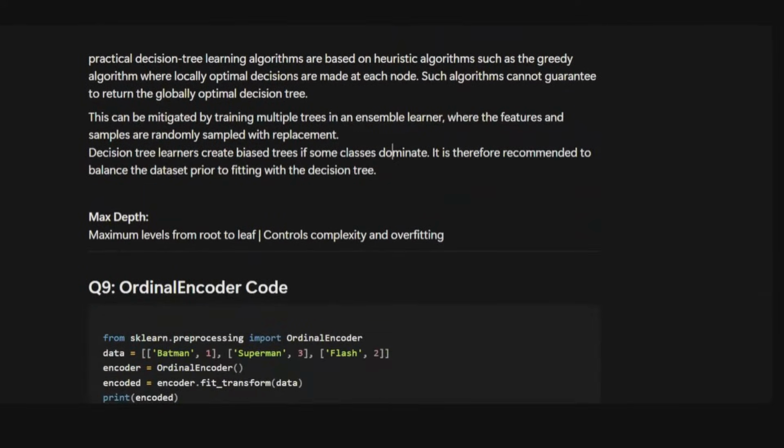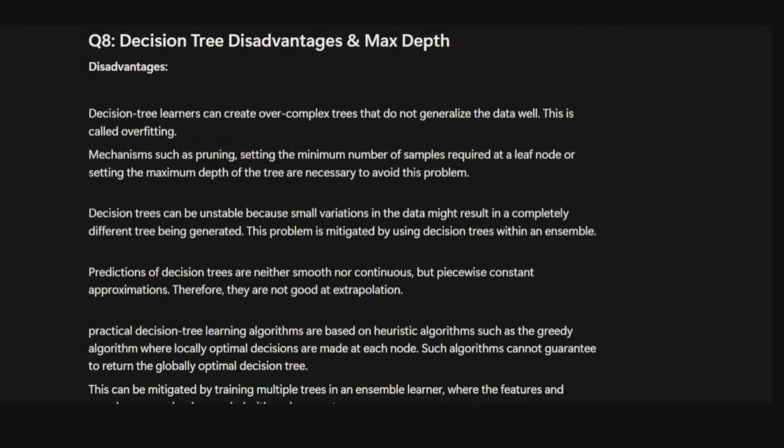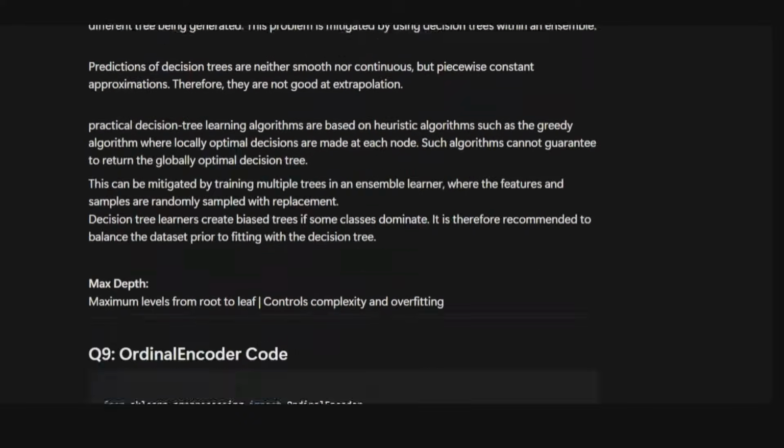Next is maximum depth. They've asked what exactly it is. That is basically just your maximum levels from your root node to your leaf node. And this basically controls your overall complexity and overfitting. And I think we would have mentioned in the first point itself, where we say you can use pruning to control your maximum depth.